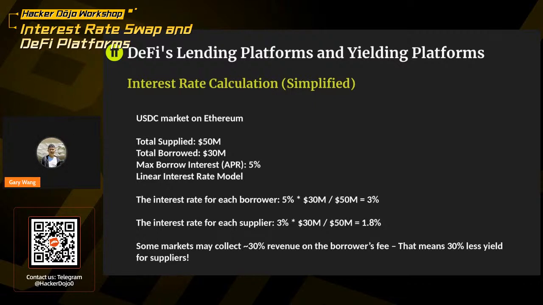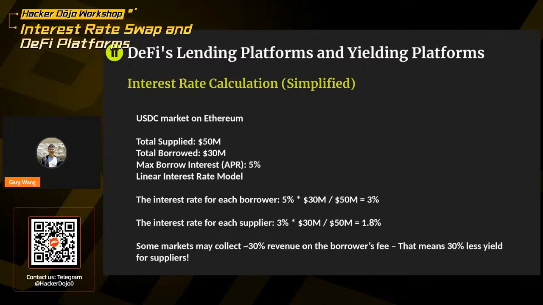For example, there's the USDC, Circle US dollar, market on the Ethereum chain. Maybe one day there will be a total of $50 million of USDC supplied on this market, and the total borrowed USDC in this market may be like $30 million. Also, the Aave protocol introduces another parameter that is crucial to its interest rate calculation, called the maximum borrow interest rate, which I define in this example as 5%. It's not a real-world figure, just to make this example simplified.